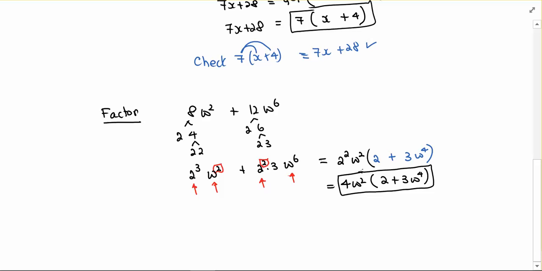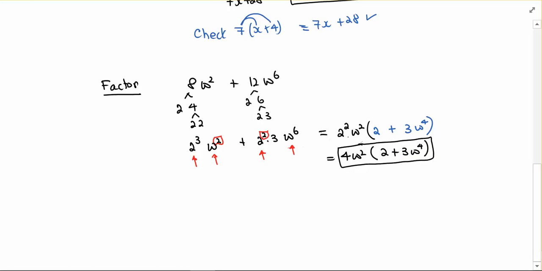Now, you can always check to see if you did this right by distributing. So if you go 4w squared times 2, you get 8w squared. 4w squared times 3w to the 4th, you get 12w to the 6th. Okay, so you have the pieces that are taken for the GCF and the pieces that are left behind.